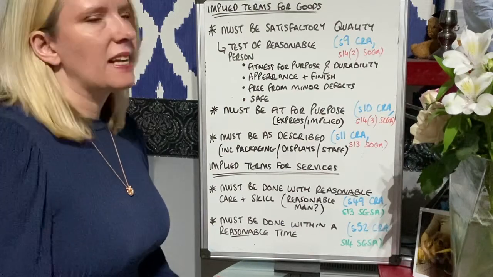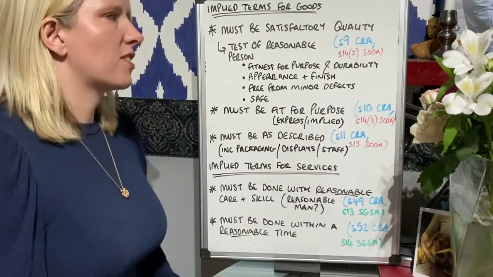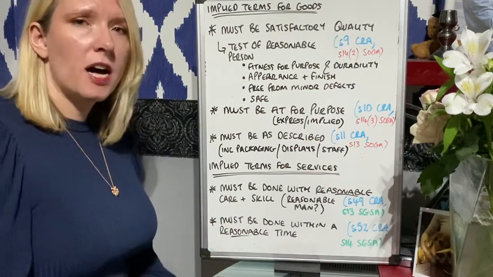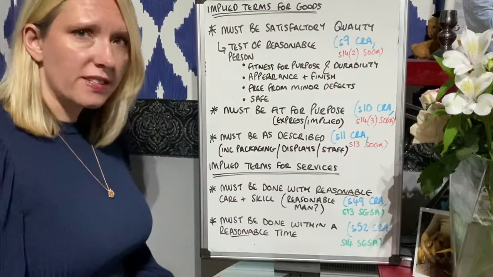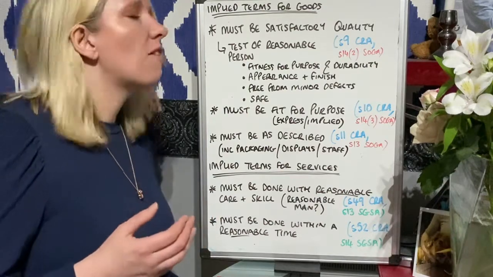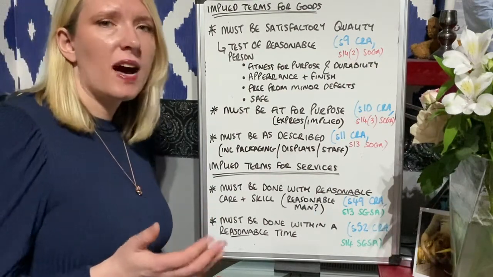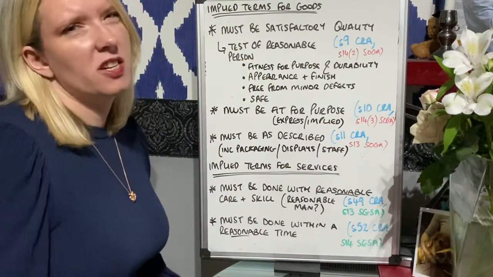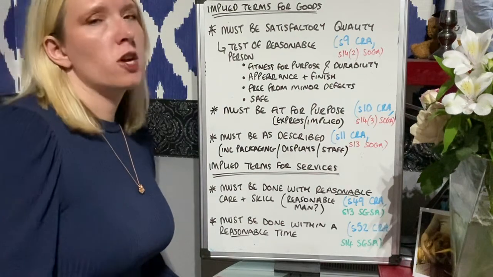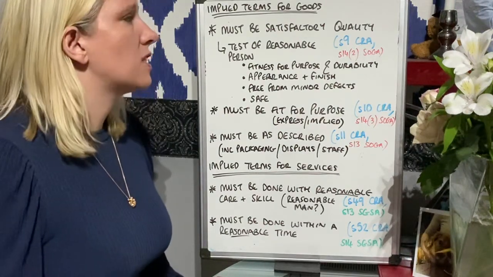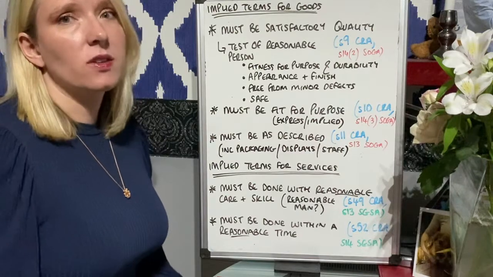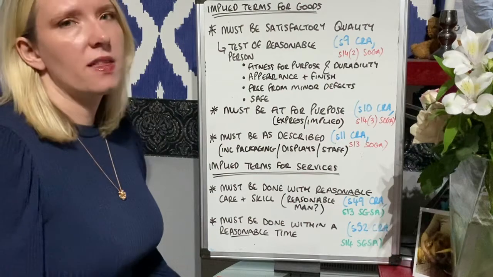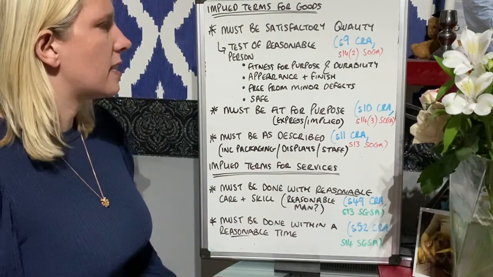So first thing is that goods we buy must be of satisfactory quality. Now that's vague. It's a test of the reasonable person and the reasonable expectation for the products that we buy. What that means is that, for example, a more expensive item is likely to have a higher expectation of quality than a cheaper item. And new goods would probably be expected to be of a better quality than second-hand goods, for example. But when it comes to the satisfactory quality, there are a number of elements that can be considered.